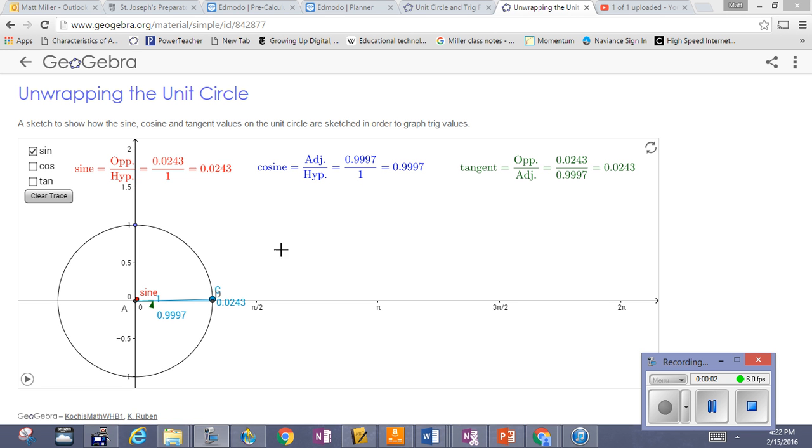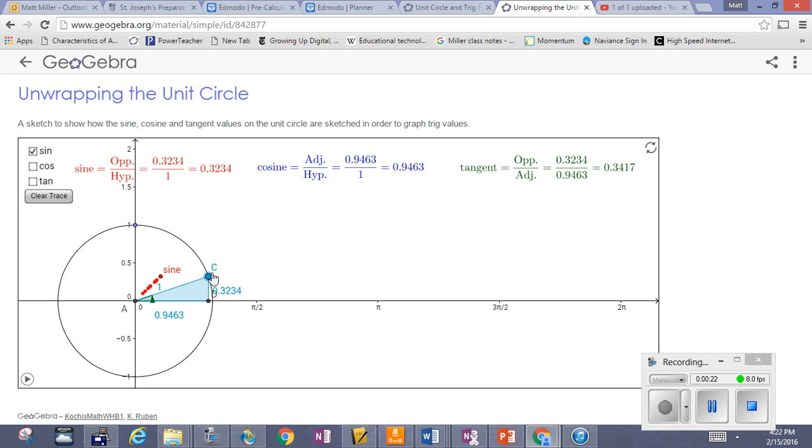Okay, guys, I want to provide you with one more GeoGebra link, which is creating the graphs of the sine, cosine, and tangent by unwrapping the unit circle. So, of course, what we're doing here, we're going to say let's form the sine graph.